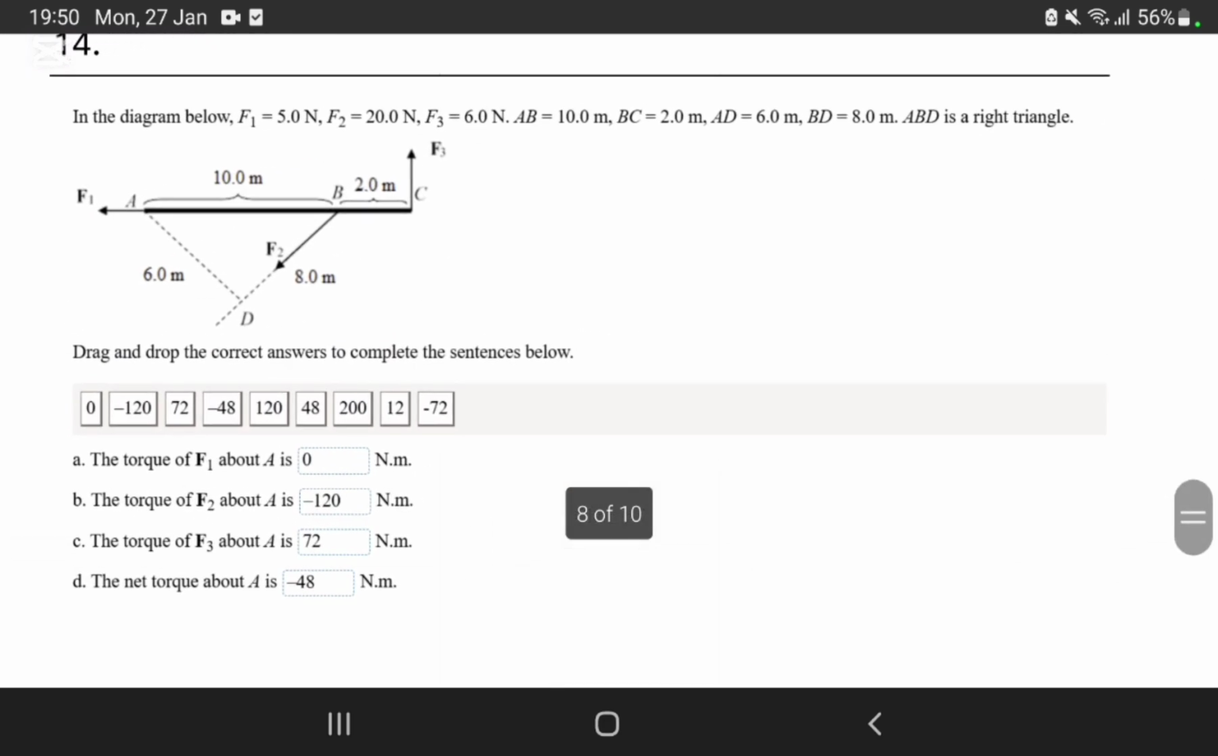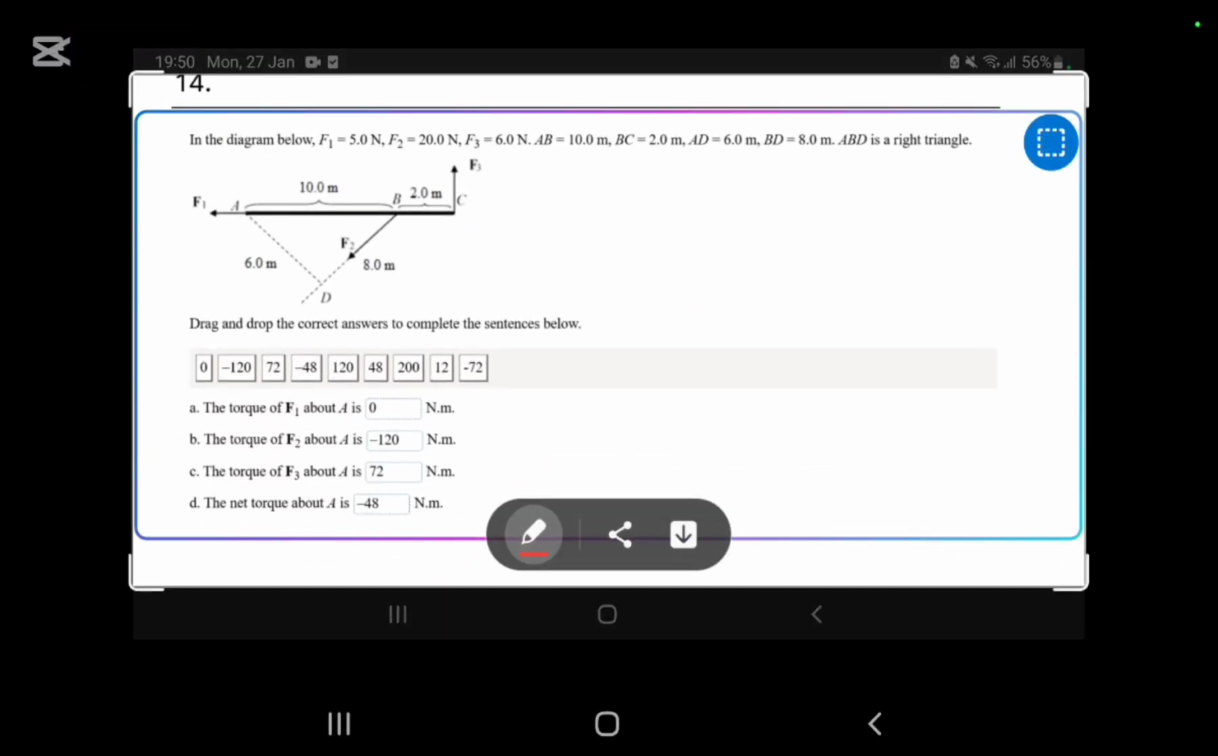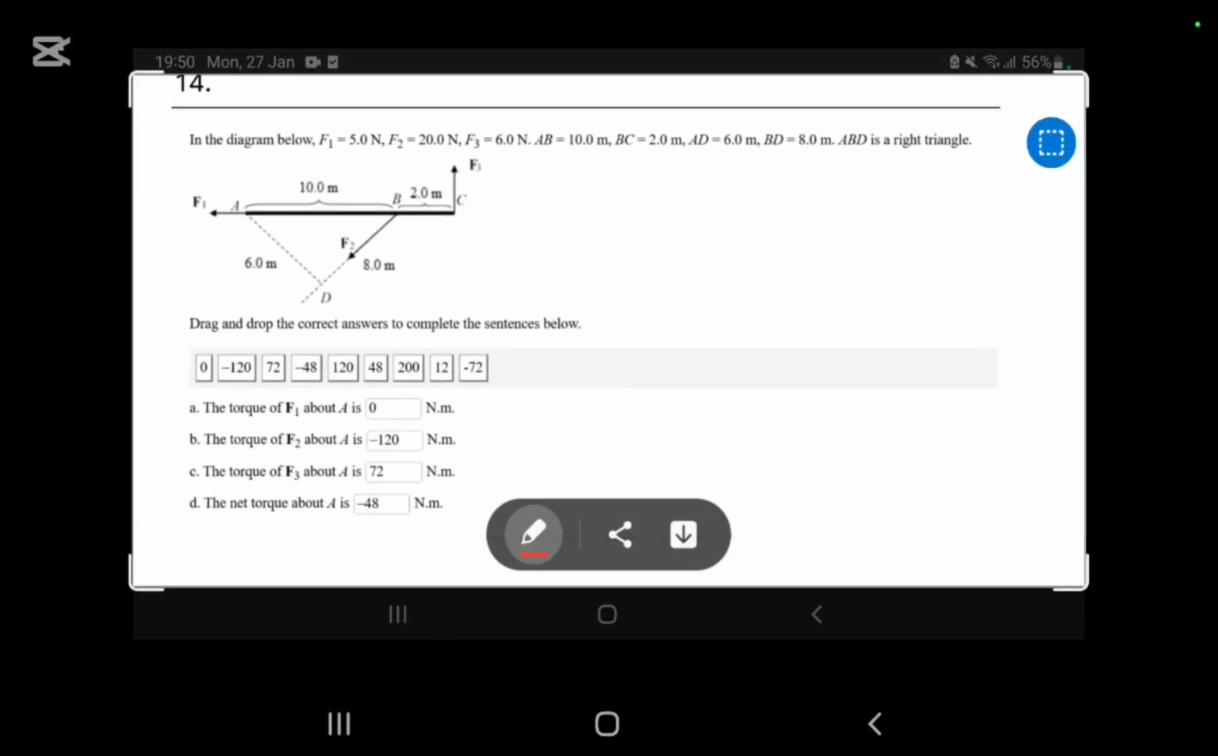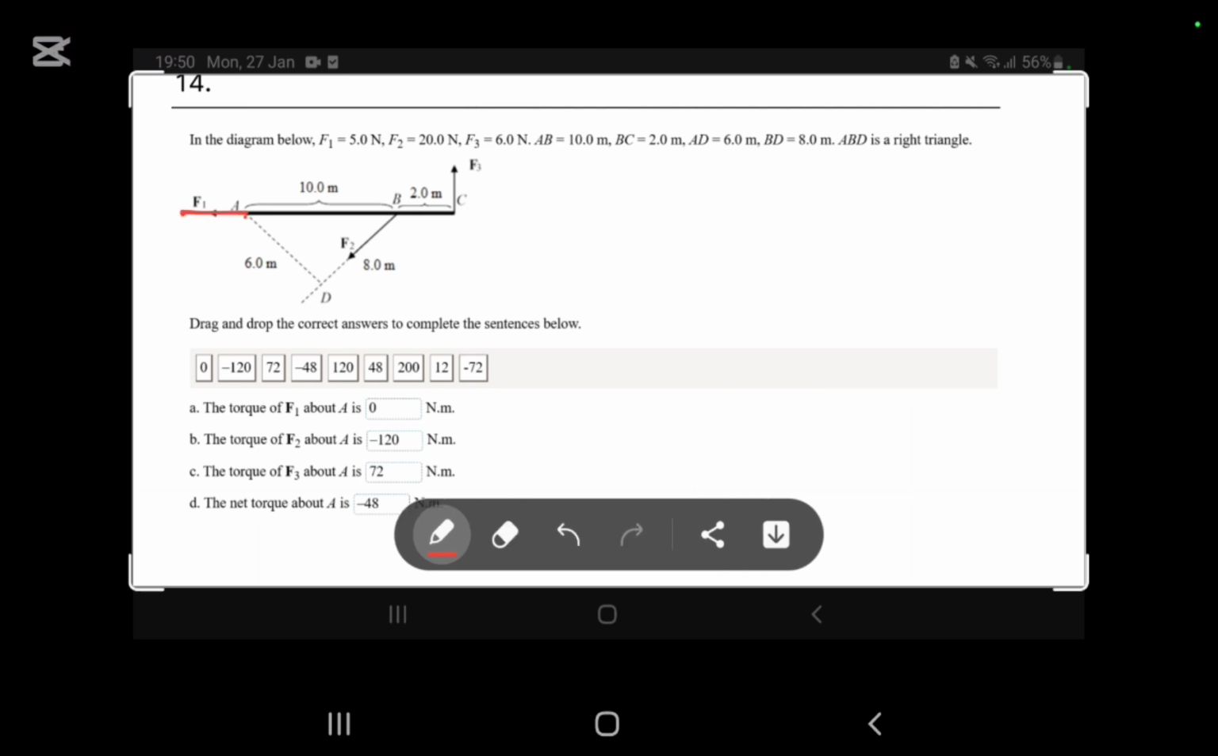14. In the diagram below, F1 is equal to 50, F2 is equal to 20, F3 is equal to 60, AB is equal to 10, BC is equal to 2, AD is equal to 6, and BD is equal to 8. ABD is a right triangle. The moment of F1 about A. So this is F1 and this is A. As we can see here, F1 is attached to A. So that means the torque is 0.